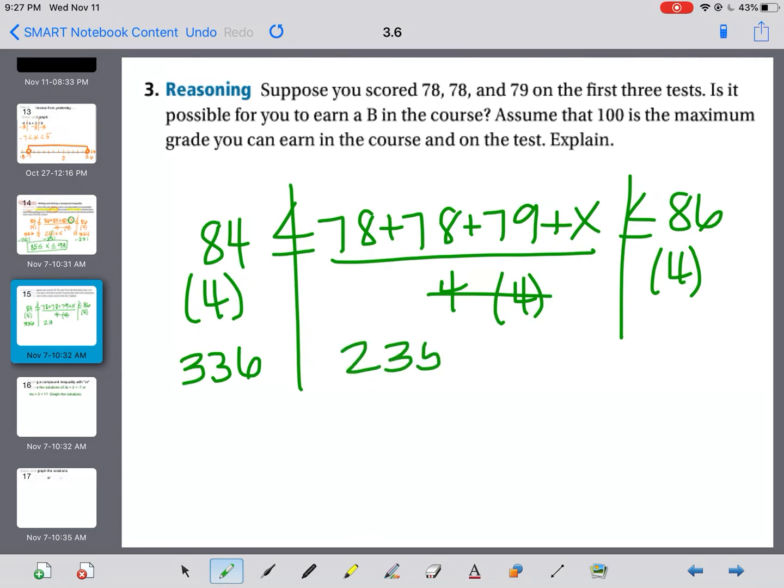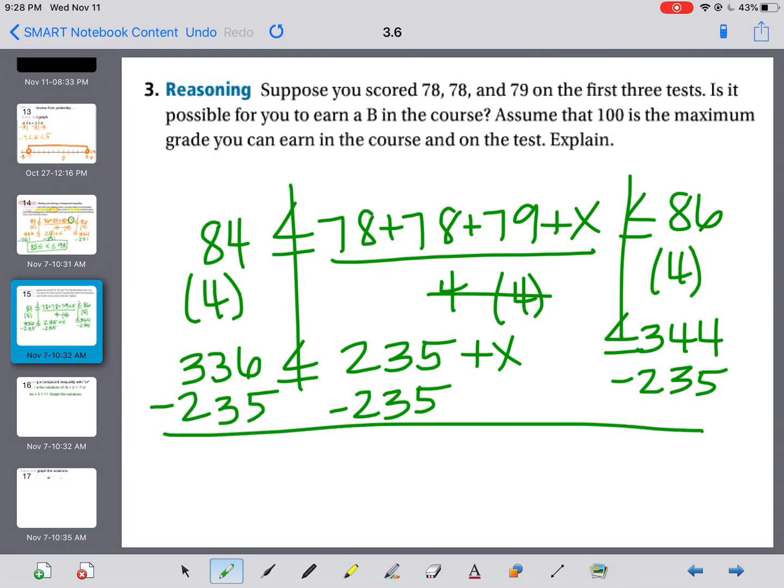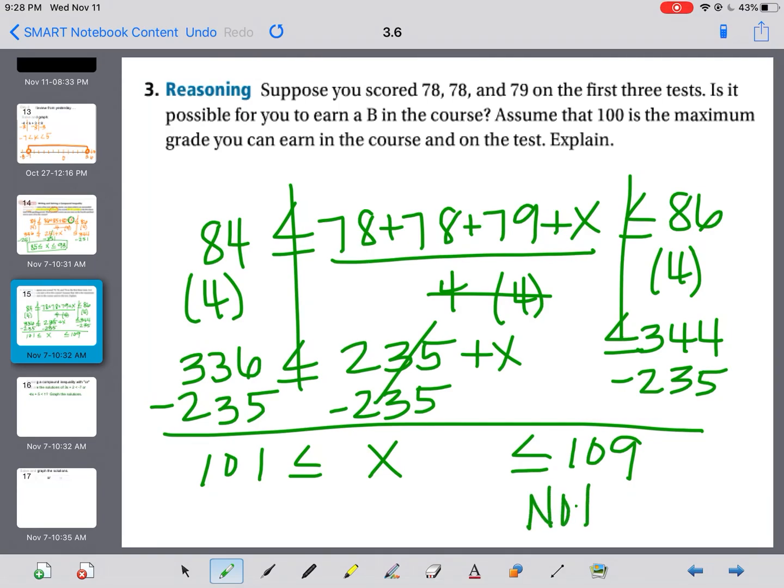84 times 4, still 336. These cancel out. When I add up 78 plus 79, I get 157, plus x. And 86 times 4 is still 344. Symbols didn't change. Okay, now subtract 157 to get x alone. Okay, that tells me that I would have to get somewhere between a 101 and a 109.